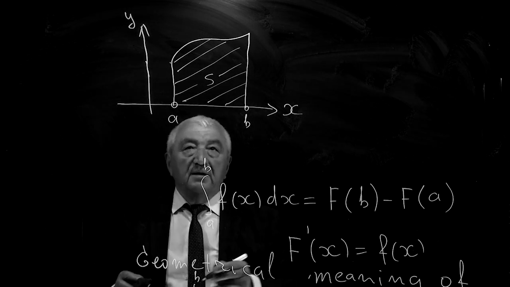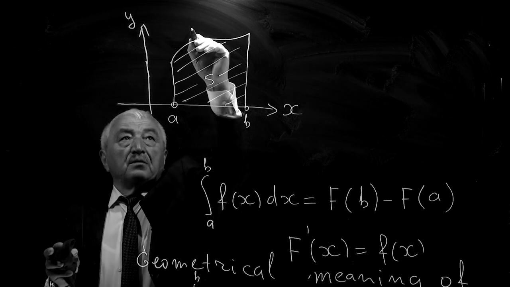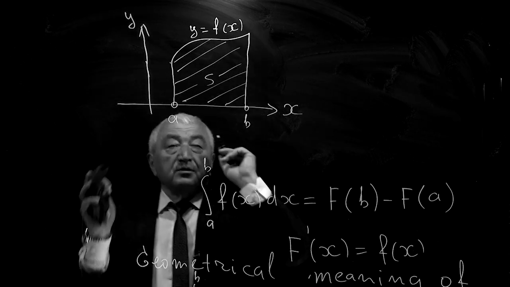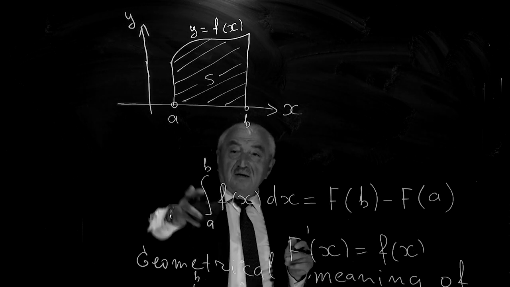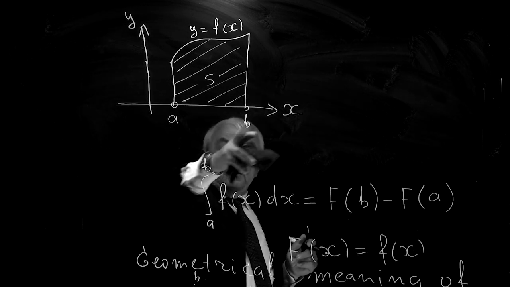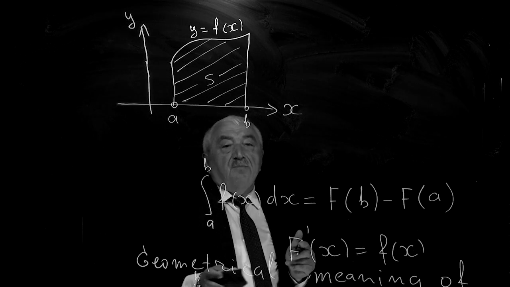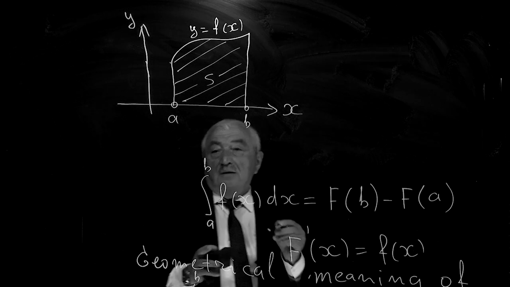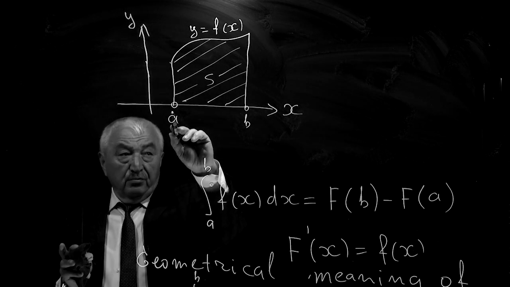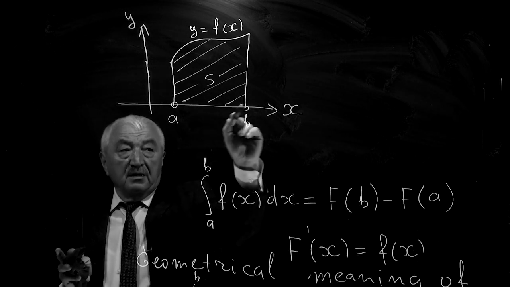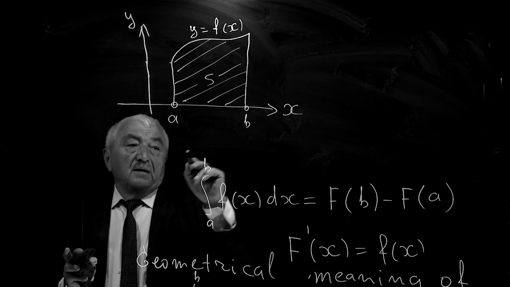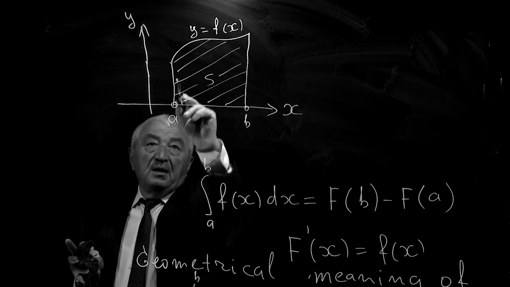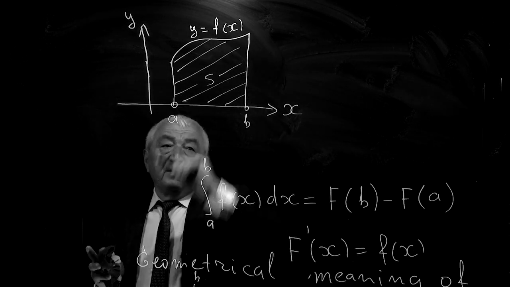This area S is bounded by y is equal to f of x. What does it mean? S is the area of the trapezoid, it is called a curvilinear trapezoid, bounded by the line x is equal to a, this line x is equal to b, this line y is equal to 0, and this line y is equal to f of x.